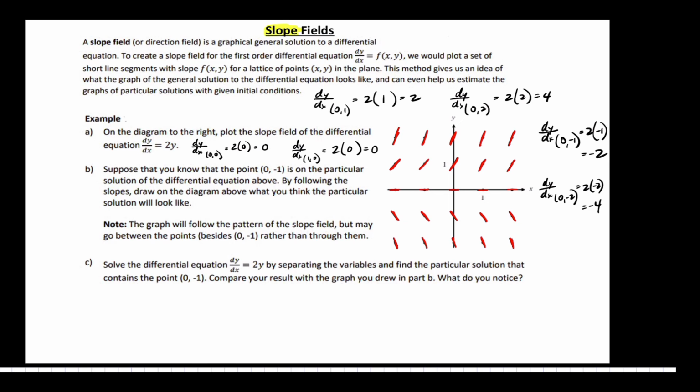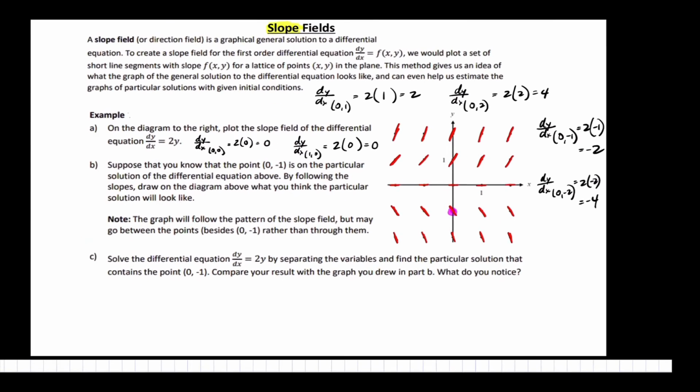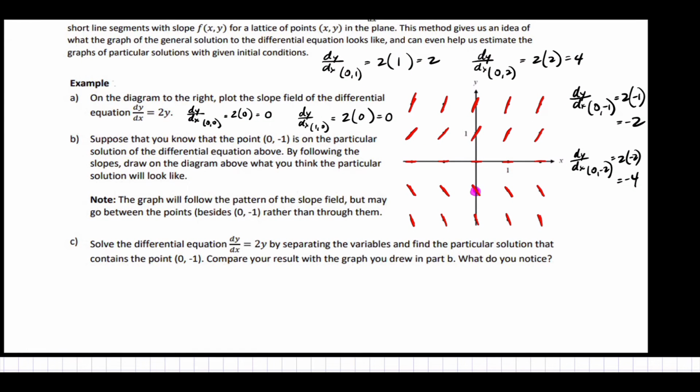Suppose that you know the point is at 0, -1. So just like yesterday and the last 2 days, remember they would always give us a point, right? This point here is at 0, -1. Follow the slopes to draw what's going on here. Well, as I move to the right, the slope's telling me to go down, and I'm going to go down this way. And then coming from this side, it kind of looks like that.